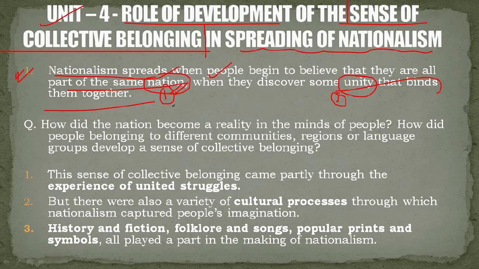We had begun the chapter with how nationalism spreads, or what is meant by nationalism. In this unit we are going to examine all the factors which contribute to the spreading of nationalism in a bit more detailed manner. Clear? So we see that when people begin to believe that they are part of the same nation, plus when they discover some unity that binds them together to show an allegiance for the same nation, that is how we see nationalism spreading.